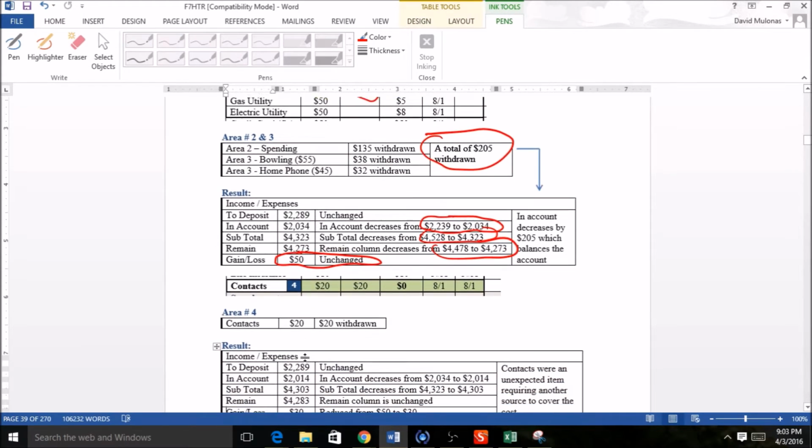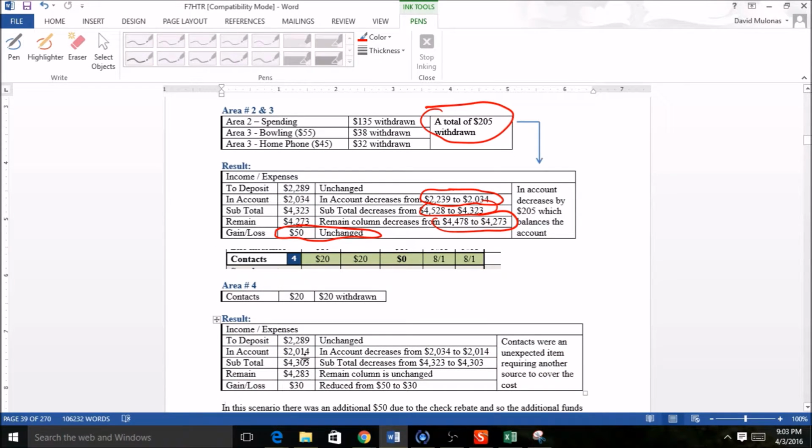Okay, so now we're going to get into what happens when something does come up unexpectedly. And we can see contacts here. Now, in Jasper's budget, he doesn't have anything for contacts, and they're $20, so he decides I'm just going to go pay for them. So that means $20 comes out of his account, and now the contacts were unexpected, requiring another source to cover the cost. Well, in his case, he doesn't need another source because he has had an additional $50 the whole time right here. So the 20 taken away from that still leaves him a gain of 30 because of that rebate check that was the additional amount added.